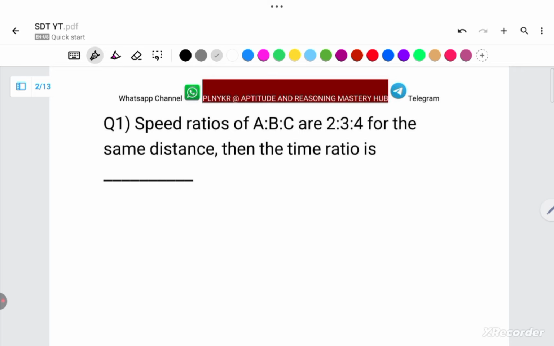In the first question, if you observe, the distance is the same, that means constant. Then how are time and speed related? Time will be inversely proportional to the speed, as we discussed. In the question, the ratio of speed was already given, and we are asked to find the time ratio. So simply take the inverse ratio of speed which was given here. So 1:2:3... the times ratio will be 1 by 2 : 1 by 3 : 1 by 4.